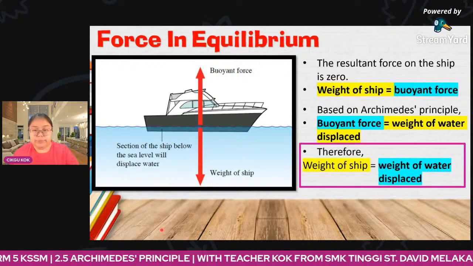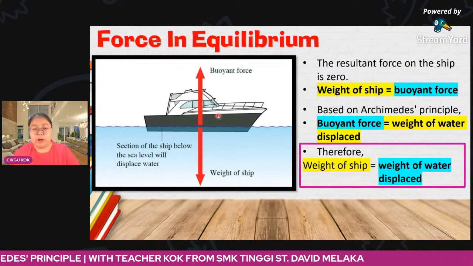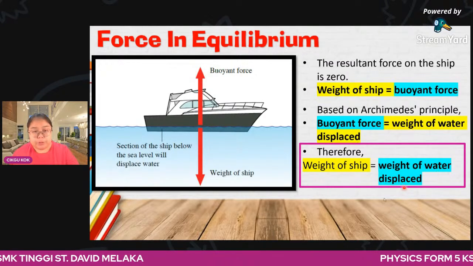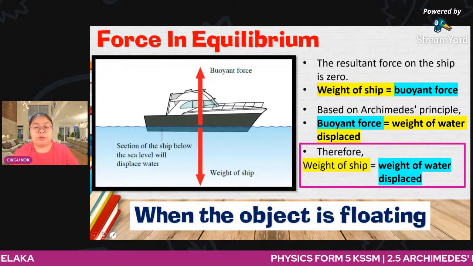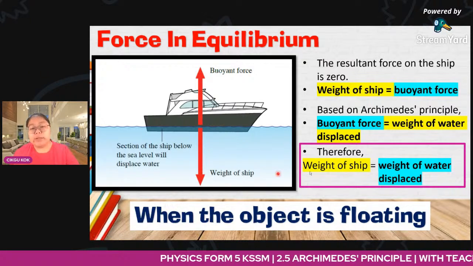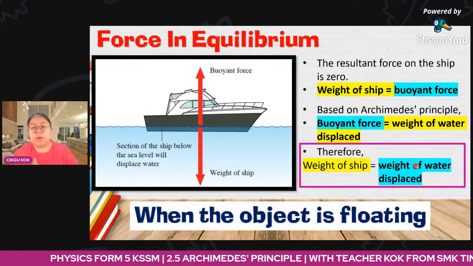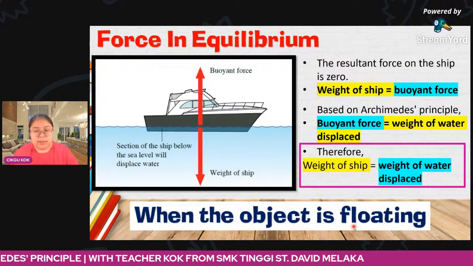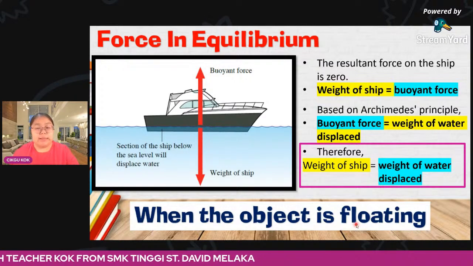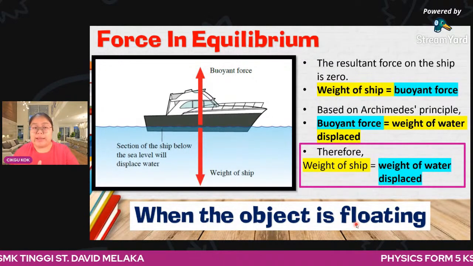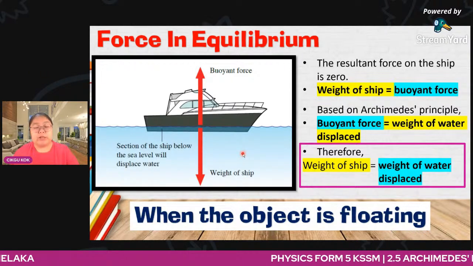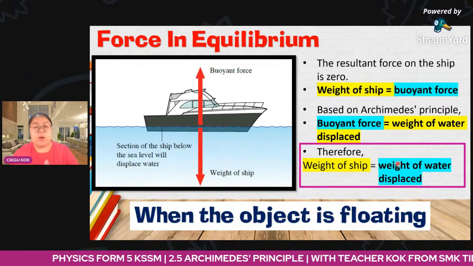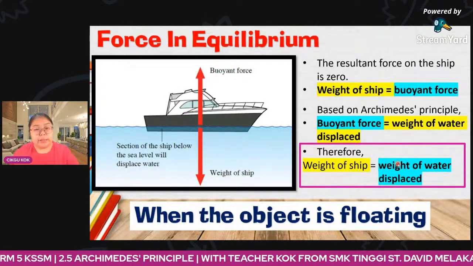So I show the equation. Therefore, the weight of the ship equals the weight of water displaced. But there is a rule: the object must be floating. We can only say the weight of the ship equals the weight of water displaced when the object is floating. When the object is sinking, we cannot say that, because the weight of the ship should be higher when it sinks. For this situation, it is floating, so we can say the three are all equal: buoyant force, weight of the ship, and weight of liquid displaced.